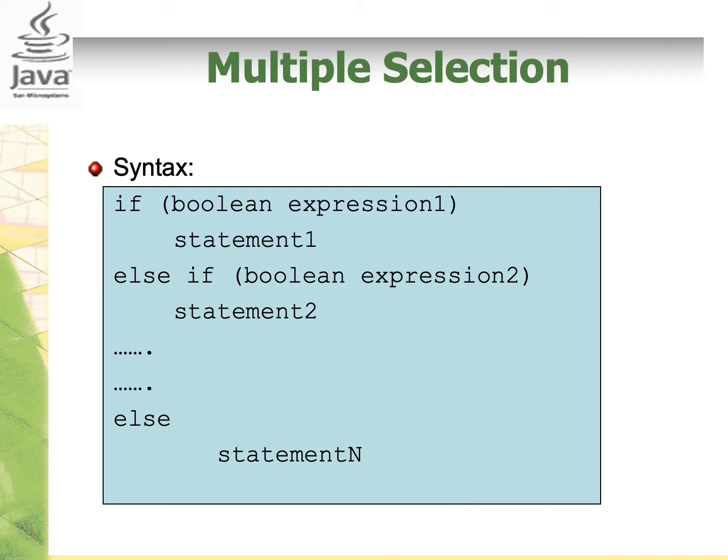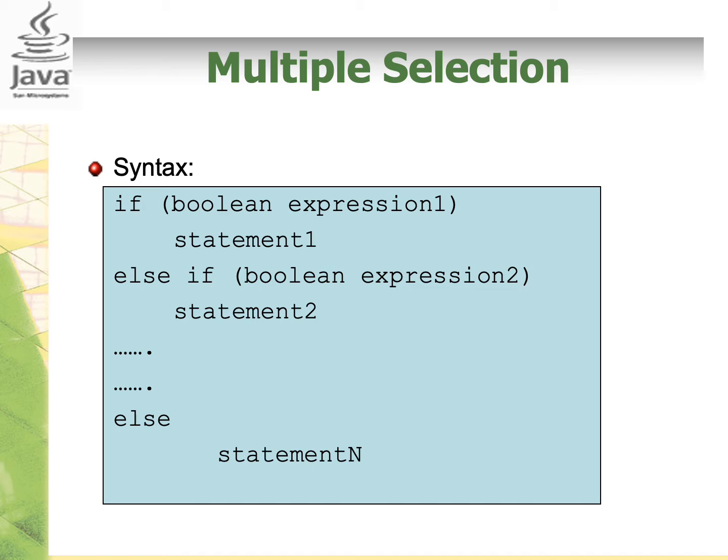There are several ways to do this. One of them is by using multiple selection. In multiple selection, the syntax is similar to what we have seen previously, but we have if-else within the else. Here it shows that we have if Boolean expression 1 and then statement 1, else if Boolean expression 2, statement 2, and it will keep on going as many if-else as we need.